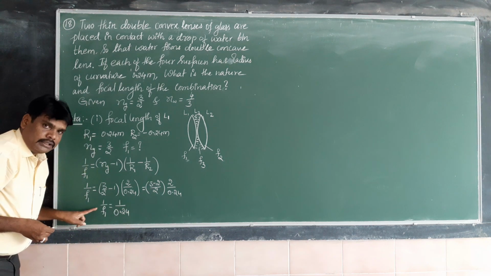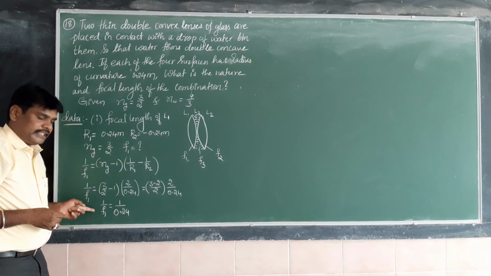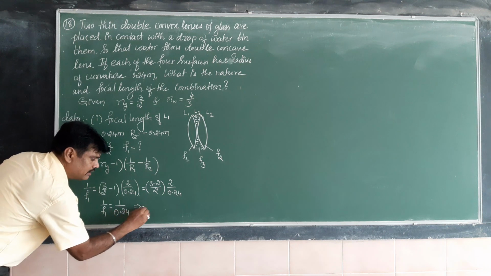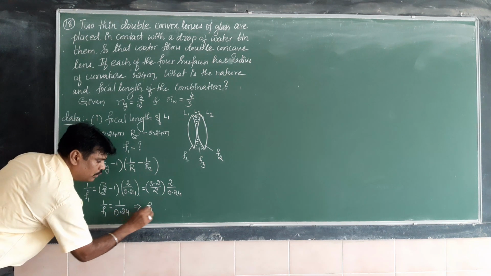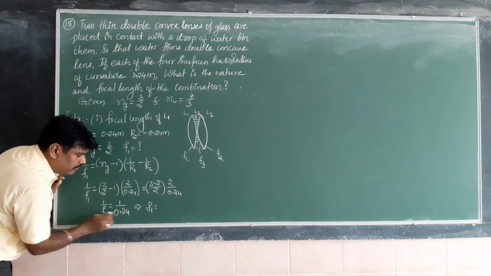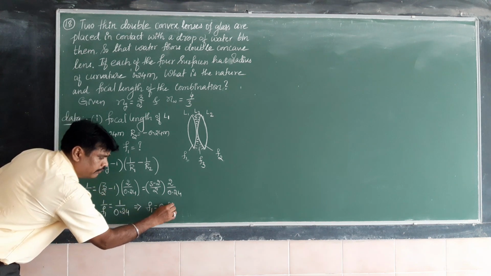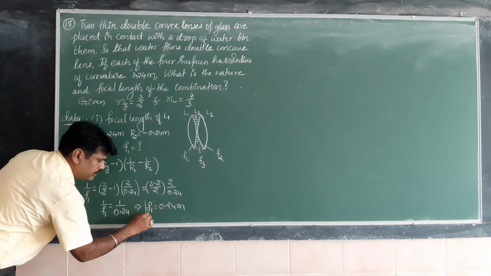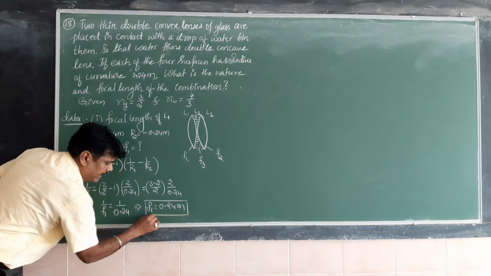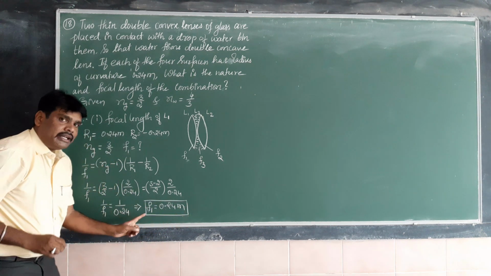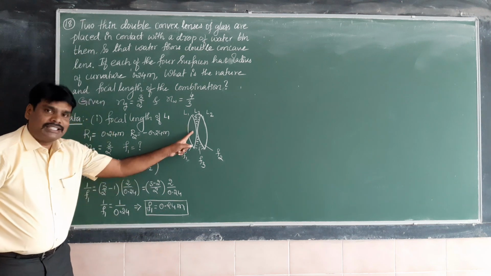We want F1, that's why we have to take the reciprocal of this value. So which implies the value of F1 is equal to, what is the value of F1 now? Take the reciprocal, that's it. 0.24 meter. So with the help of this, we have calculated the focal length of the first lens.